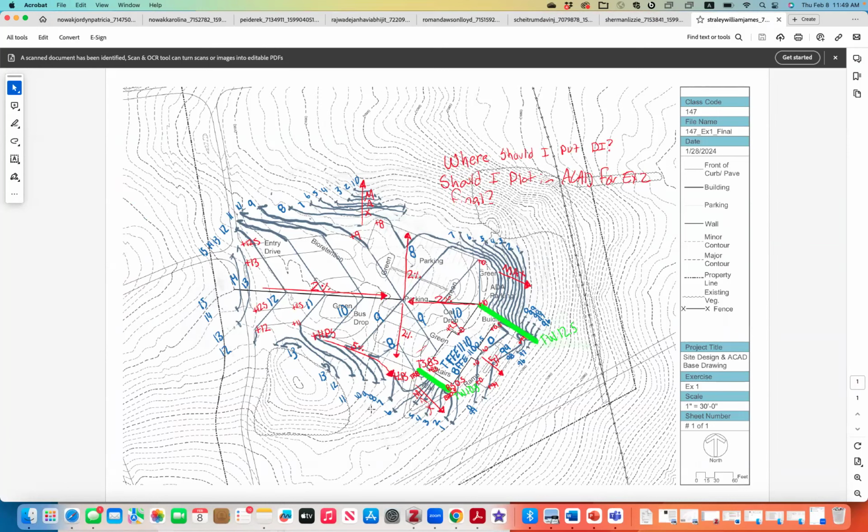Where should I put DI? So we went through some of the DI questions. And should I put plot in D? Yes. Exercise 2 final is in AutoCAD.